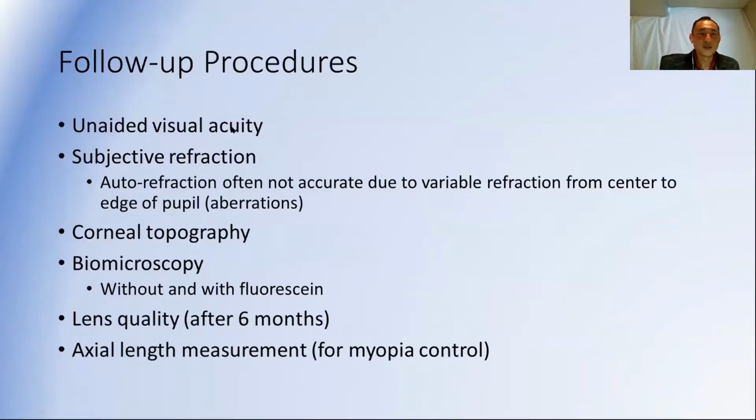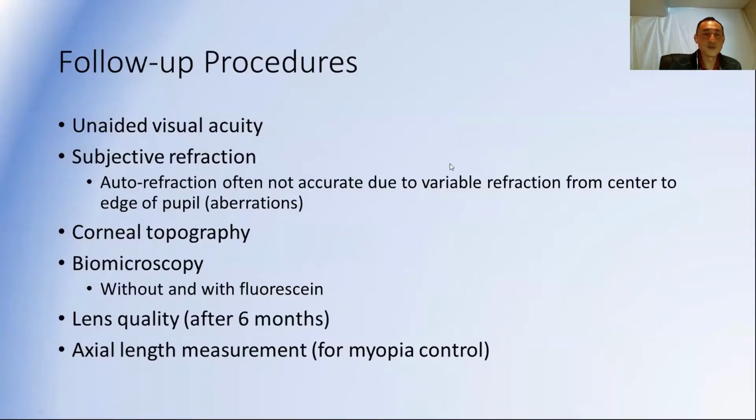On follow-ups, check their uncorrected acuity, and do a refraction just to see how far off you are from your desired treatment effect of plano. Autorefractors tend not to be that accurate and effective, so I don't use that. Definitely do topography, definitely do a slit lamp with and without fluorescein. Look at the lens quality every 6 months, and if you're doing myopia control, you can also measure axial length as another measure to see if it's working or not. Okay. Are retainer lenses always needed? The answer to that is yes.